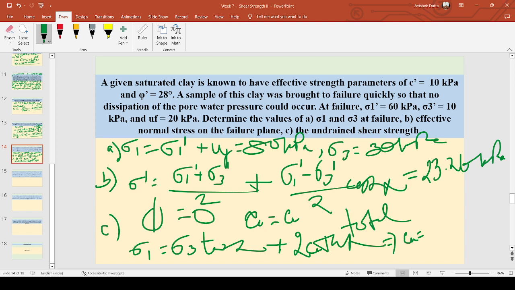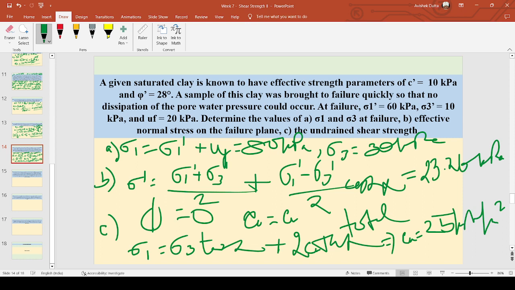You can just have a look at the solutions, from which the undrained value of the cohesion, that is the undrained shear strength, is approximately equal to 25 kilonewton per meter square. In the undrained shear strength conditions, phi equals 0, the shear strength equals the undrained cohesion, and the total stress parameters would be used. Okay. Next question.